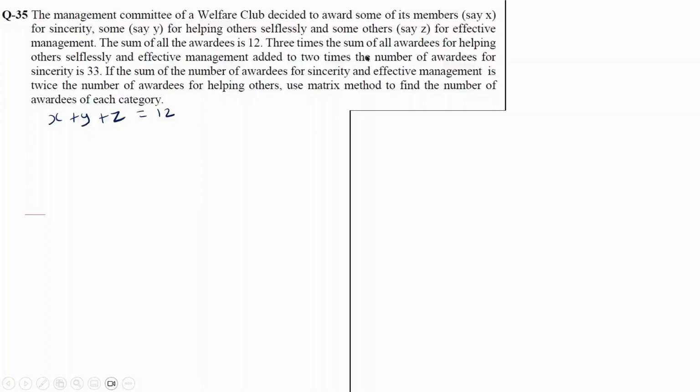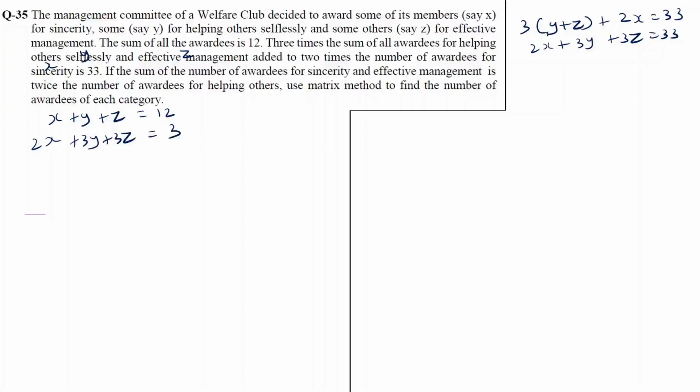And then 3 times the sum of awardees for helping others selflessly, which is Y, and effective management, which is Z, added to 2 times the number of awardees for sincerity, which is X, is 33. So the second constraint is 3 times (Y plus Z) plus 2x equal to 33. Let us rewrite this. So the second equation is 2x plus 3y plus 3z equal to 33.